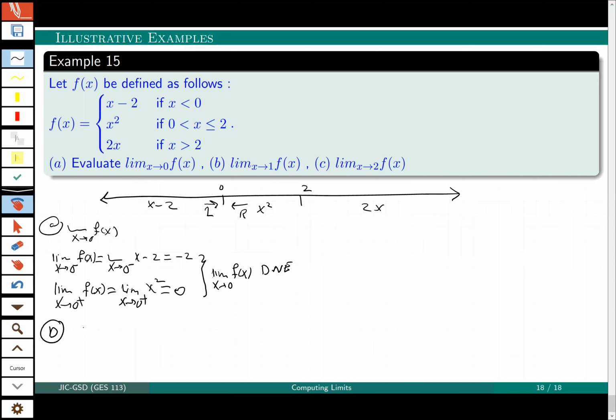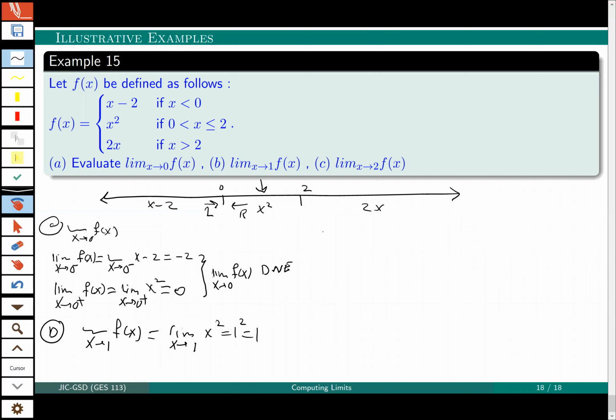B, he wants the limit when x goes to 1 for the function. 1 is entirely inside the region. So that will mean the limit when x goes to 1, our function will be simply x squared, so it will be 1 squared, which is 1.